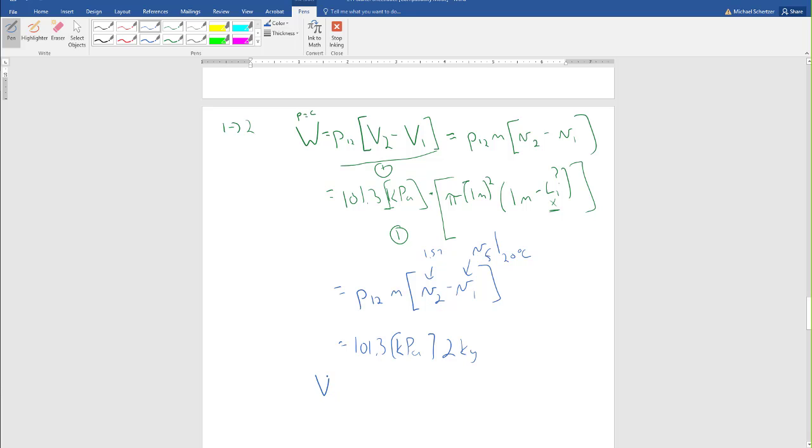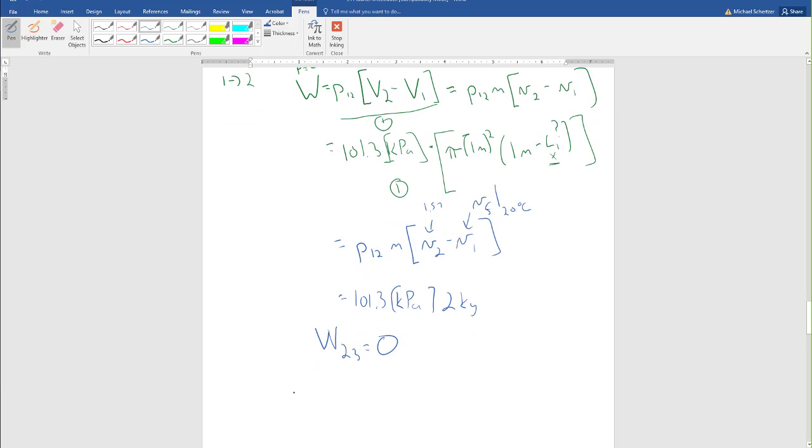We also know that work from 2 to 3 is equal to 0, right? So the work total is just going to be the work from 1 to 2. And then we'd look at this sign. We know that work in is positive, so work out is negative. Here, because the gas is pushing the piston out, I'm expecting this value to be negative, because the volume gets bigger, right?